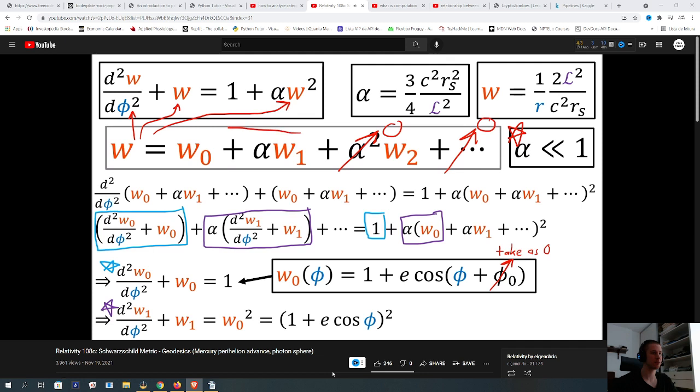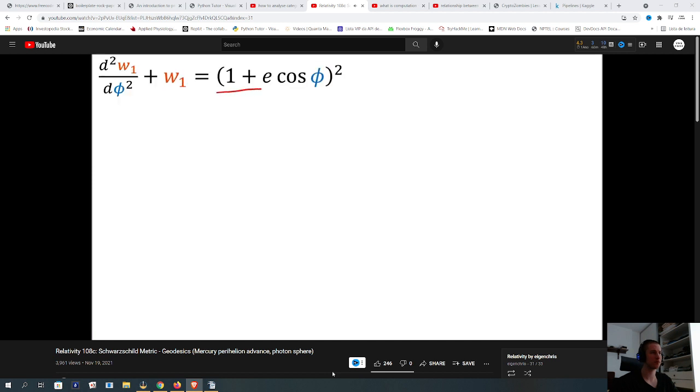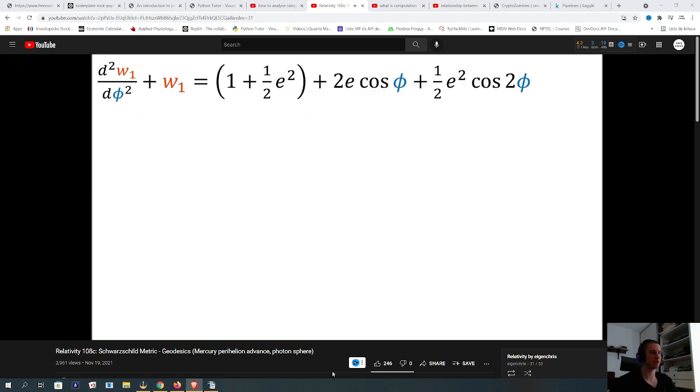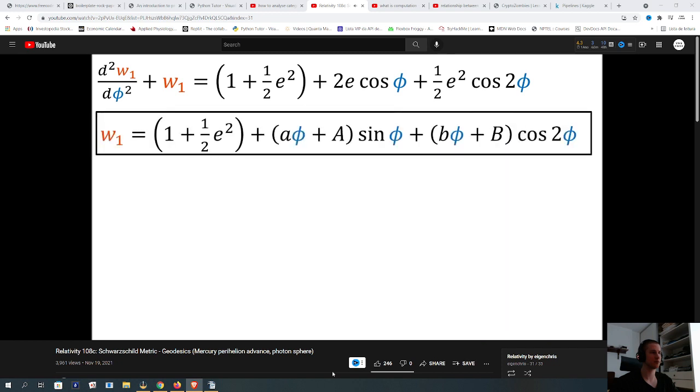So the orbit solution is basically the Newtonian solution w0 plus a small perturbation involving w1. After squaring this and using trig identities to replace cosine squared with a double angle, this differential equation can be solved by assuming a solution of this form, with this constant and sinusoids multiplied by linear terms, with 4 unknowns.